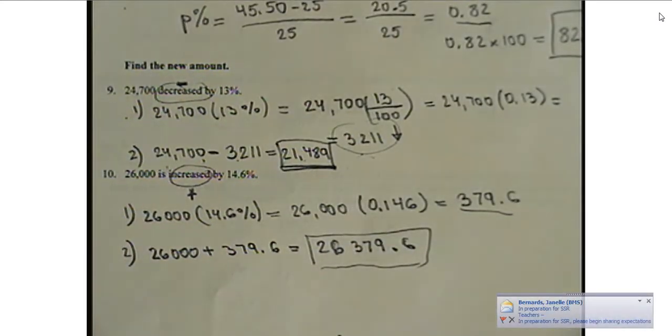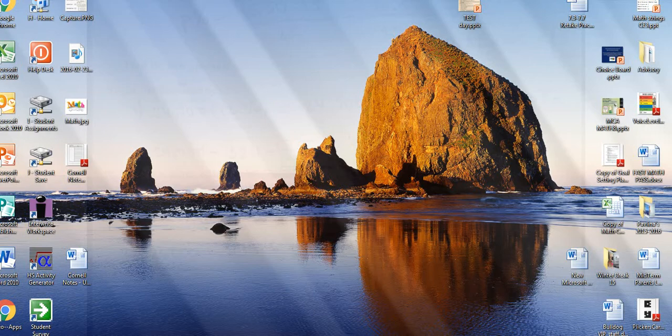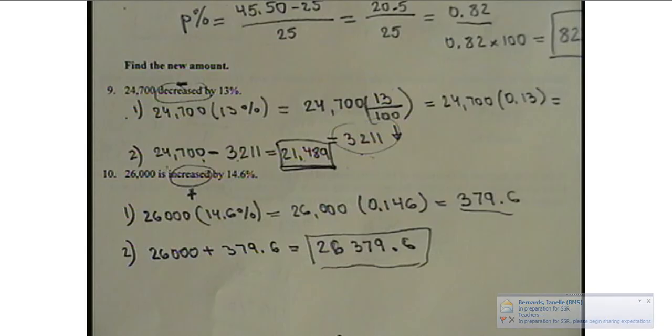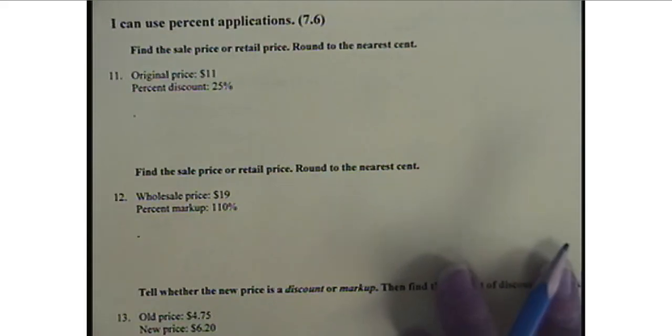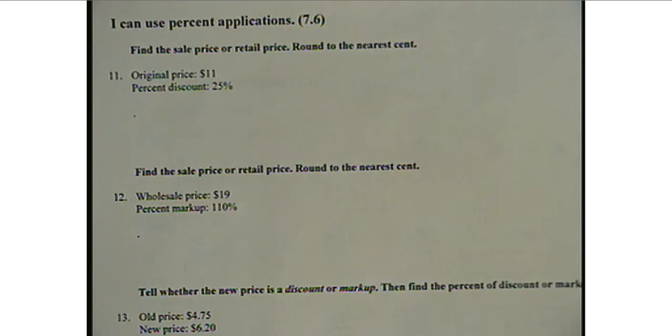Okay, well, the next thing we are going to discuss will be the last learning target. The last learning target is focused on some percent application examples. Most of the time, application means real life situations. So all those examples will be actual examples that you may see in everyday situations. So we're going to start with number 11.